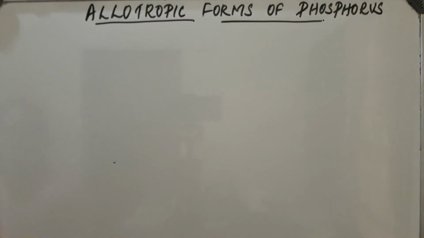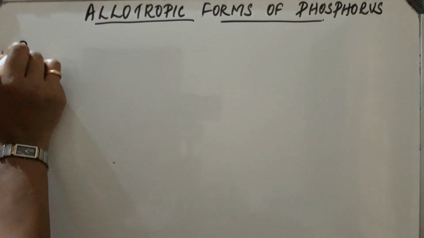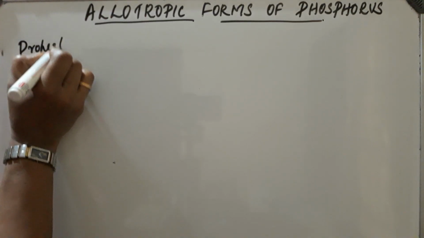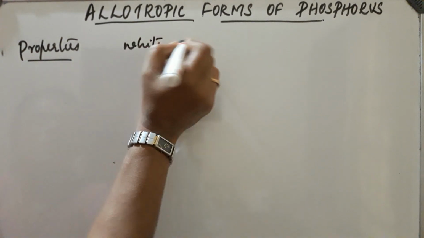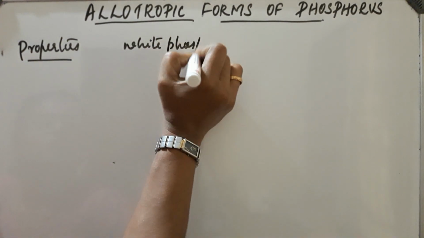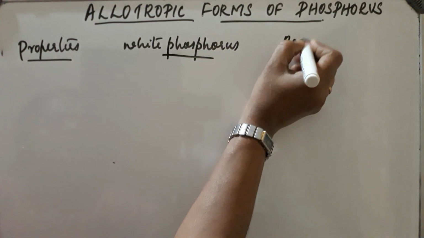The three important allotropic forms of phosphorus are white phosphorus, red phosphorus and black phosphorus. Let us discuss the different properties of phosphorus. First we are discussing white phosphorus and red phosphorus.